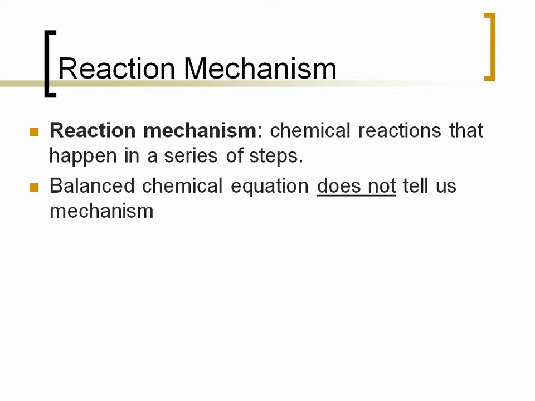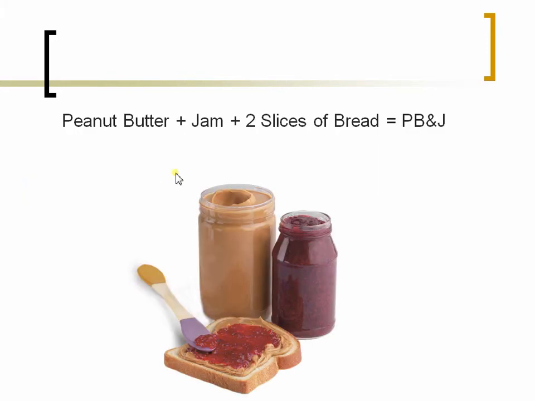So just to relate this, take for example the classic example of making peanut butter and jelly sandwiches. Here I have my reactants, peanut butter, jam, and two slices of bread, and it forms my PB&J. So here's my little chemical equation. I know exactly what my reactants are, and I know exactly what my product is, but nowhere in this chemical equation does it tell me in what order I'm making this sandwich.